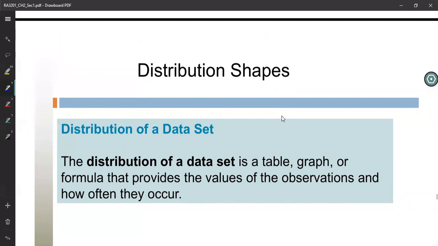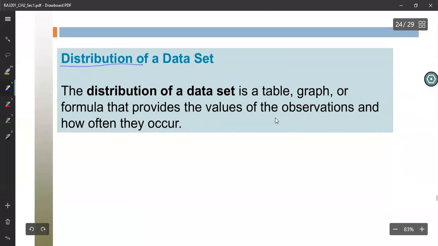Okay, we call it the distribution of the data. What does that mean? A distribution of a data set is a table, graph, or formula that provides the values of the observation and how often they occur. So distribution will tell you how each and every value is occurring within that given interval. Some values occur many, many times. Some values occur very small number of times. That is the frequency, right? The frequency is how many times, how often.